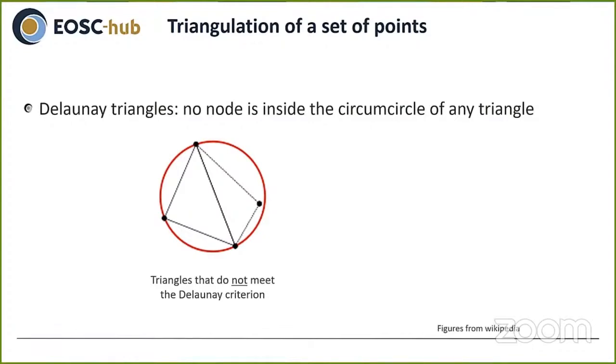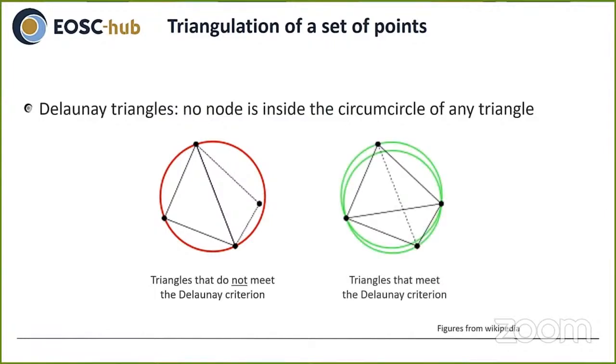So this figure shows you an example of triangles that do not meet the Delaunay criterion. But if you swap the central edge and make two different triangles with the same nodes, then these triangles will meet the Delaunay criterion. You see the two circumcircles of the two triangles, and you see that neither of them contains the fourth node.